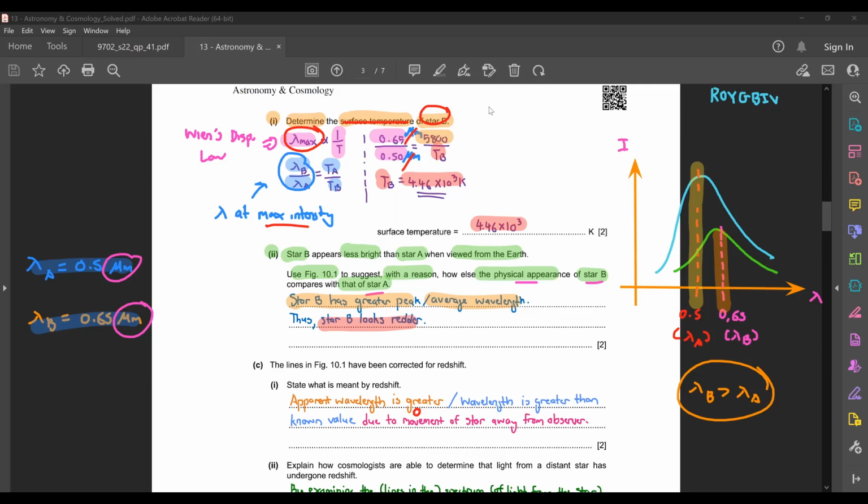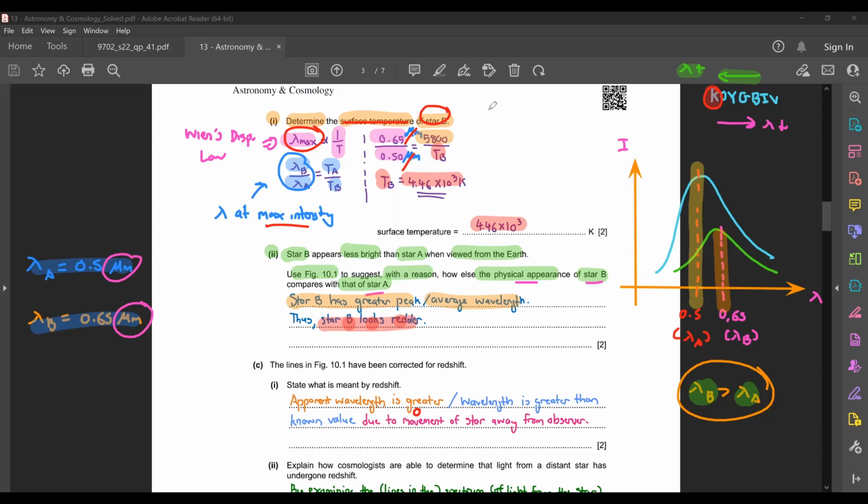Biv. If you're going towards the right side, this is where wavelength is decreasing. But if you're going the opposite side towards the left, this is where your wavelength is increasing. So because your star B has a larger wavelength than star A, you could say that the wavelength is increasing. So when the wavelength is increasing, it's actually going towards the red end of your visible spectrum. It will actually appear to be redder. That's why here you can say that star B looks redder.